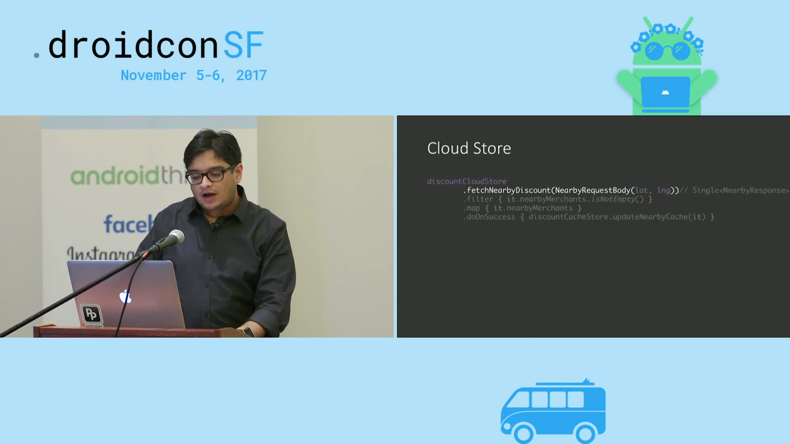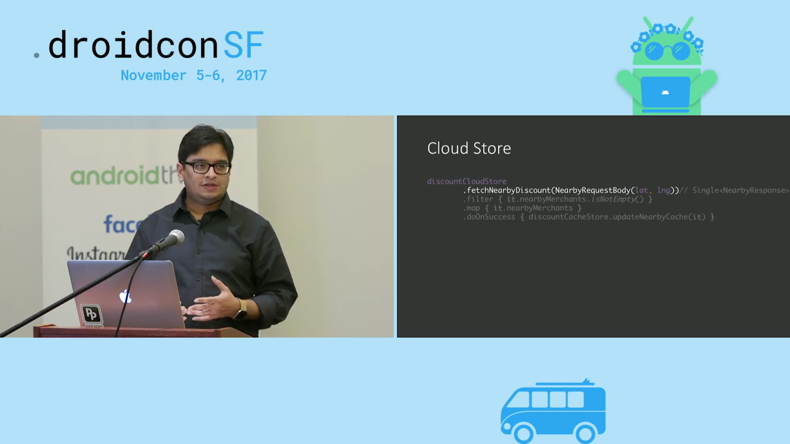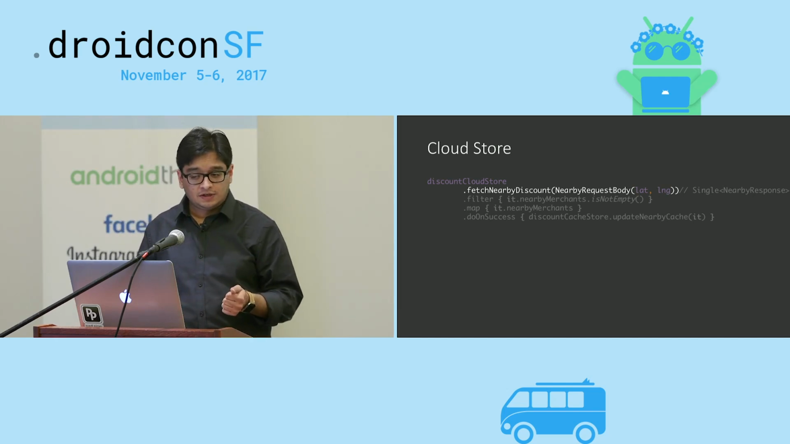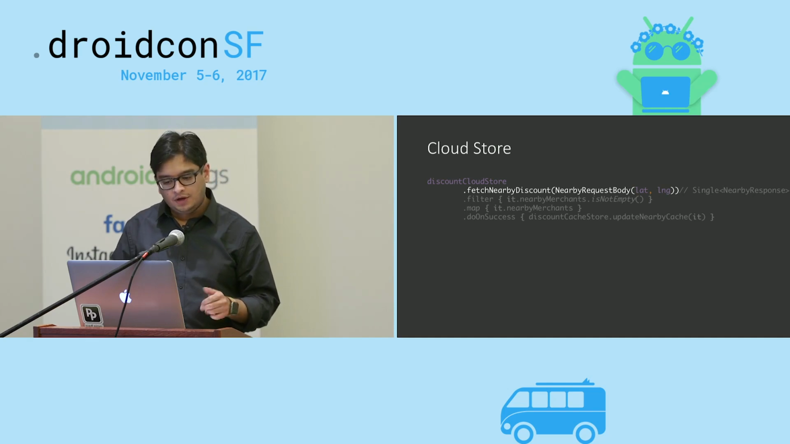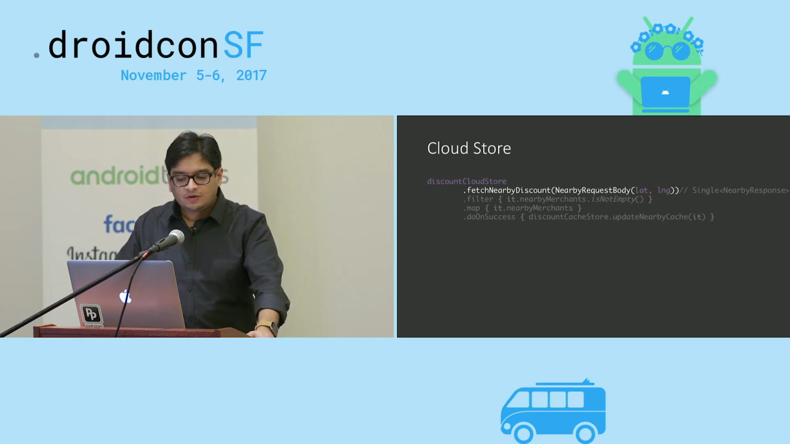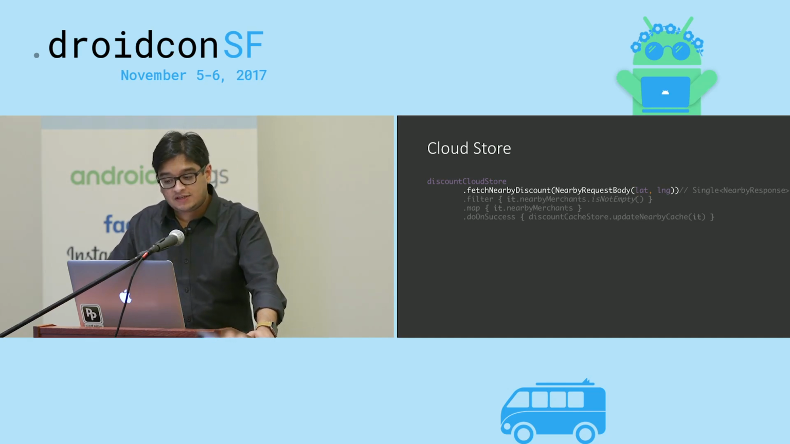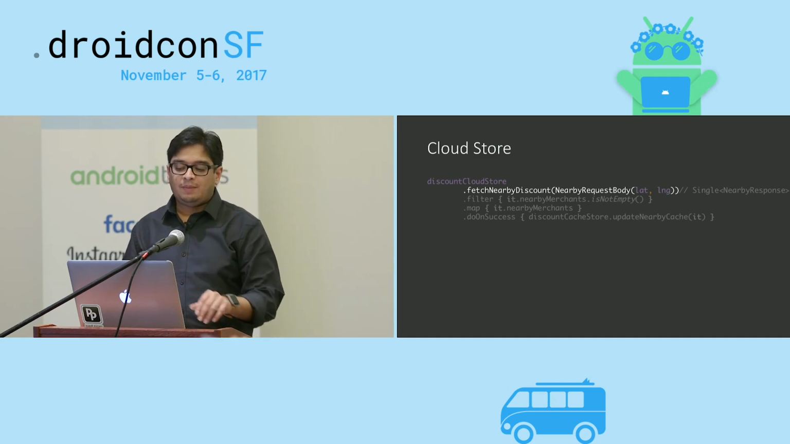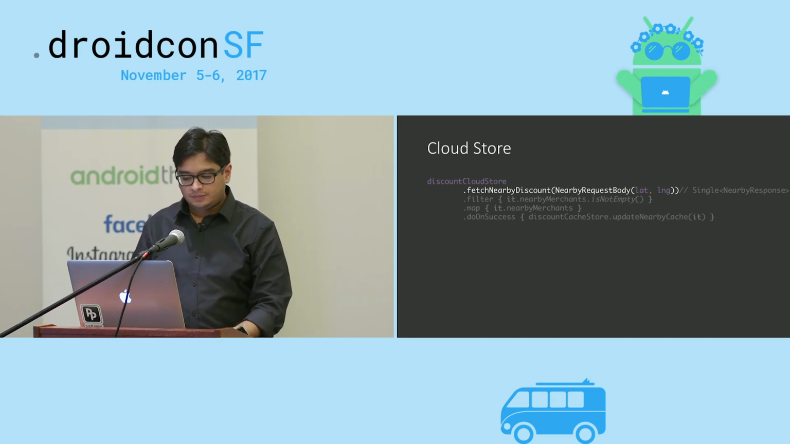So what is our cloud store, right? Cloud store is something simple which makes a networking call. Second, as soon as it gets the data, it updates the cache. So here our cloud store is making an API call, which, as I said, we model most of our responses as singles. So it's mapping to a single with a nearby response.